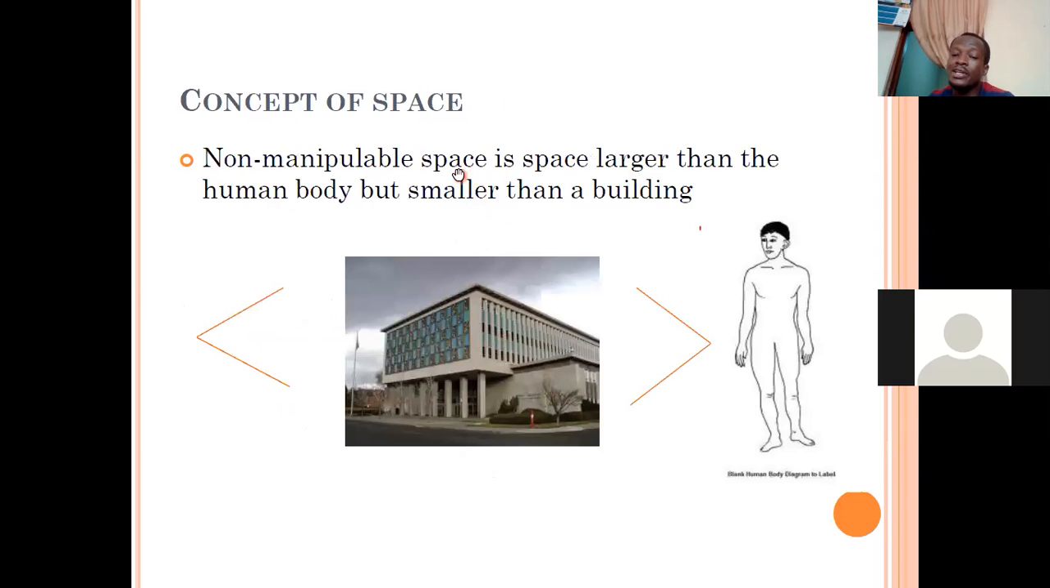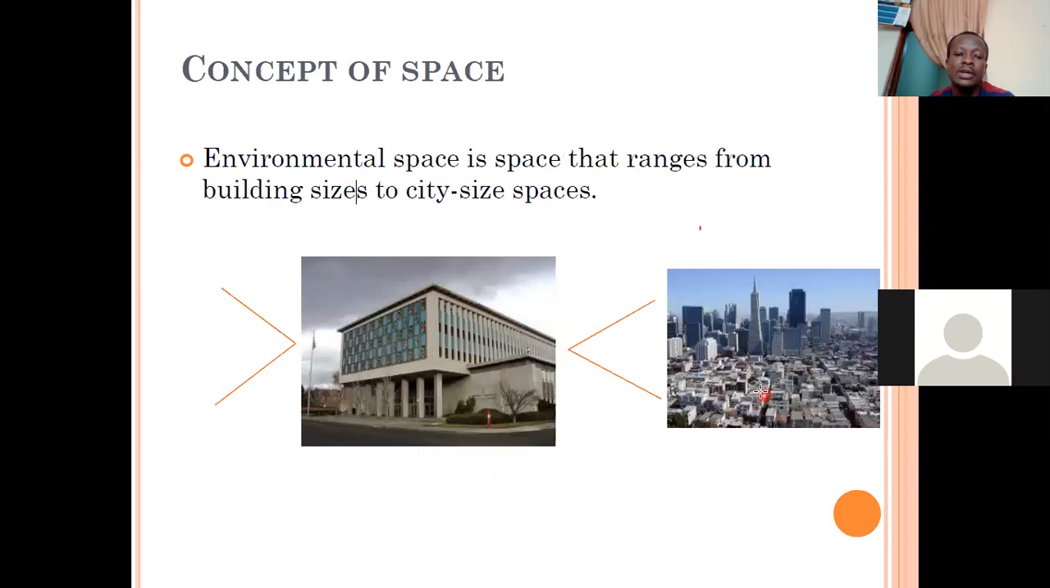Non-manipulable space is between the size of a human being and a building. Then we can talk about environmental space. These words are used, that's why we are learning them. I'm sure you're asking yourself, why are we talking about all this? You'll be using them as you go.